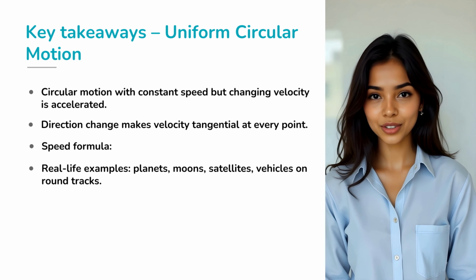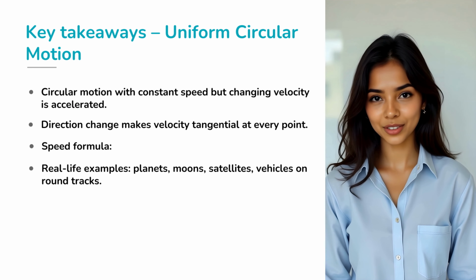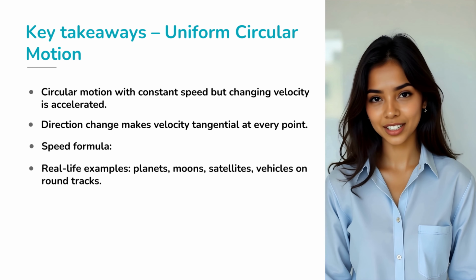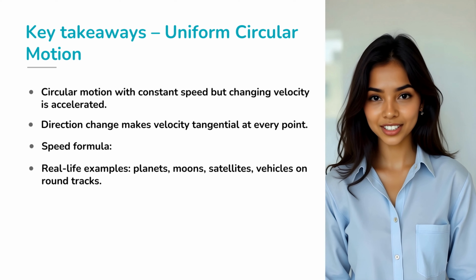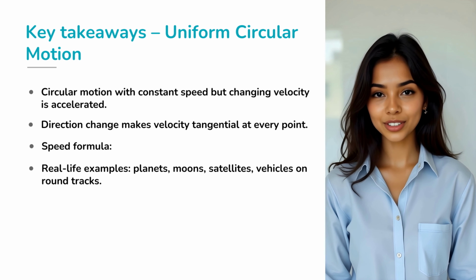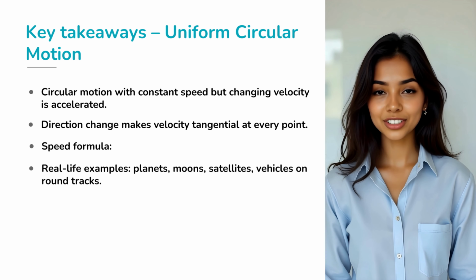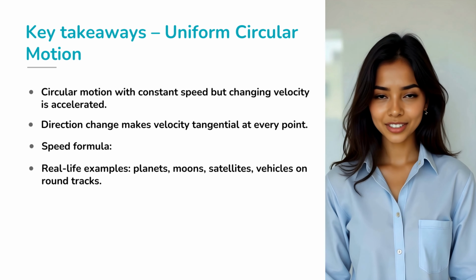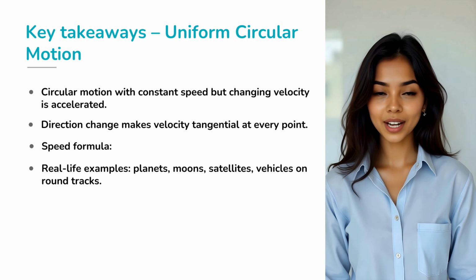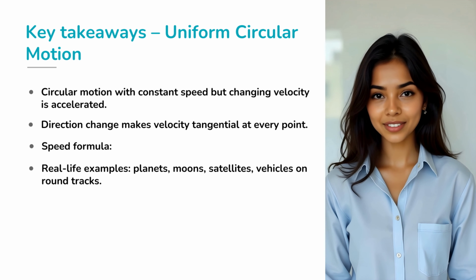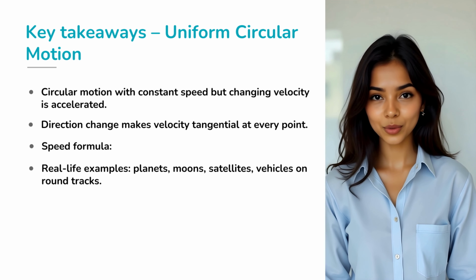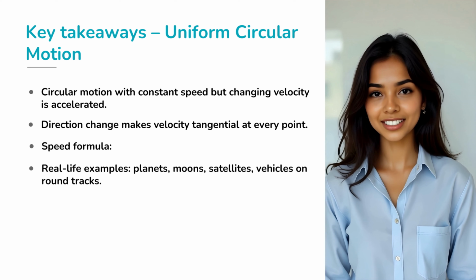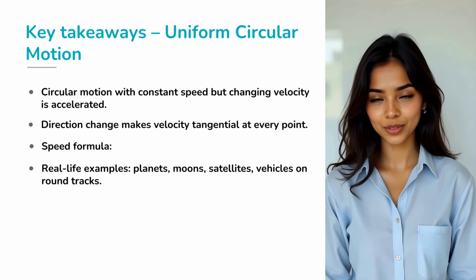In uniform circular motion, the speed remains constant, but the velocity changes because of continuous change in direction. The velocity is always tangential to the circular path. The speed is given by v equals to pi r divided by t. Real-life examples include planets, moons, satellites, cyclists, and even hammer throws in sports.